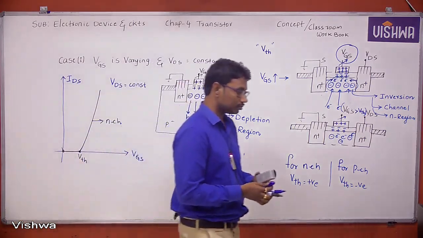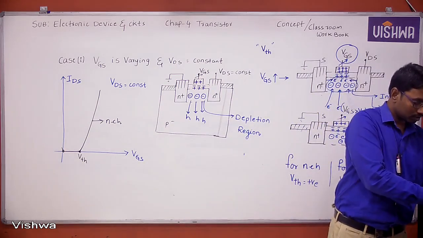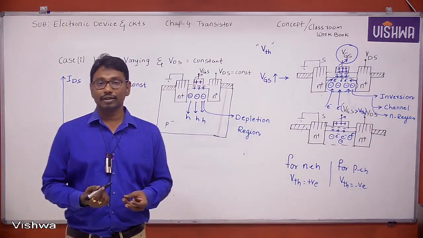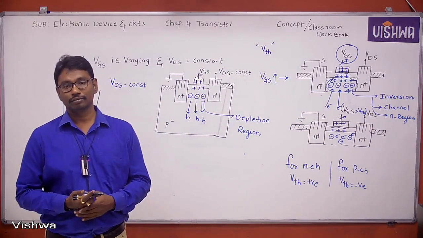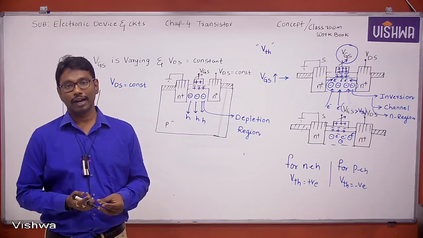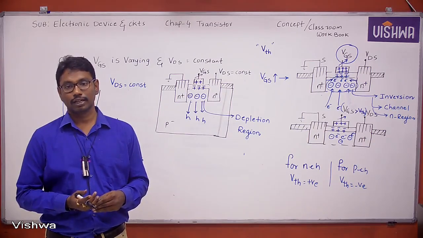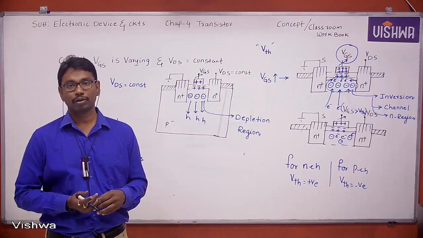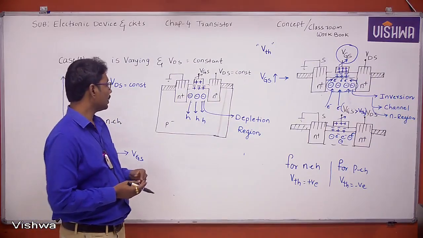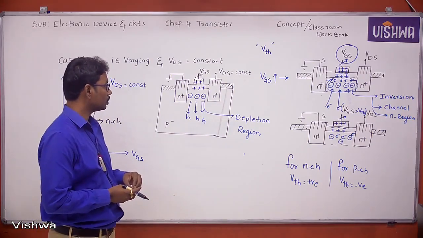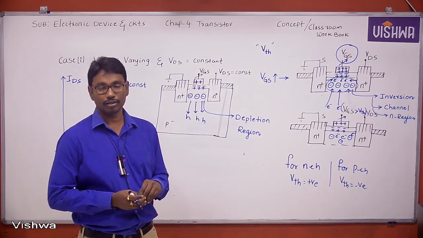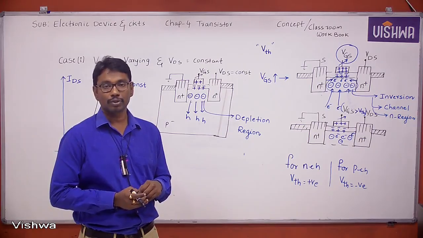Yeah, write down. When VGS is zero, current IDS is zero, because the channel is not created between source and drain.